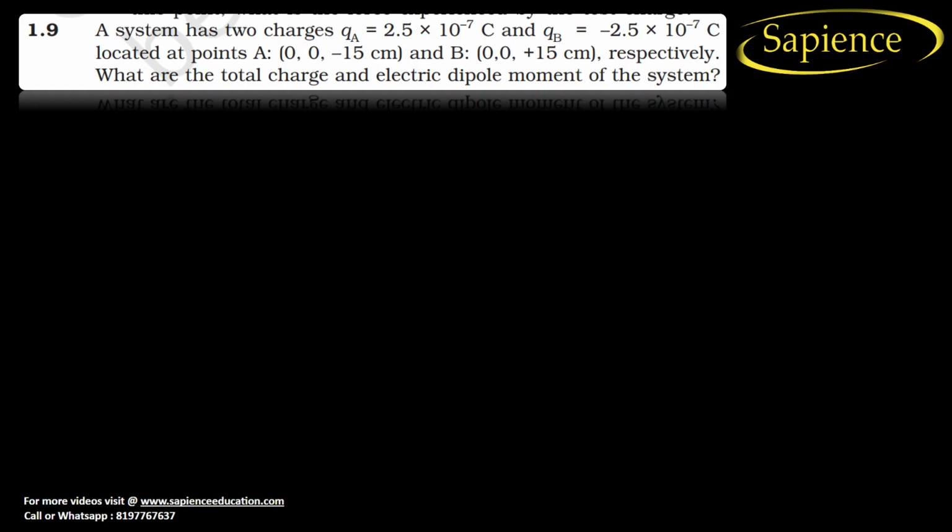Now let us solve this problem. In this question, a system has two charges, QA having a charge of this one and QB having a charge of this one, located at points A and B. This is in three dimensions, so what are the total charge and the electric dipole moment respectively?